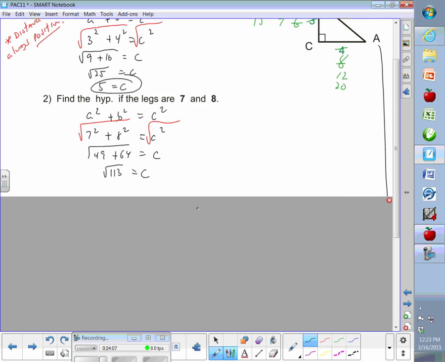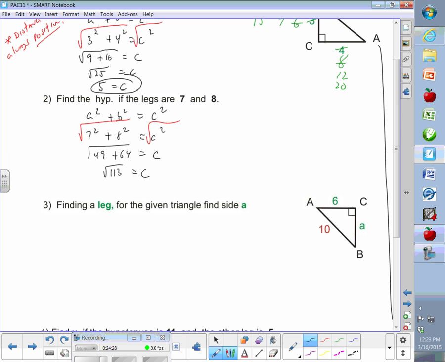Now that's an exact answer, but 113 is not a perfect square. So if you did it on your calculator it's going to tell you 10 point something. Did anybody punch in 113? What'd you get? 10 point what? 10.6? Okay. So that would be a round off. Well, we're just going to leave it exact at square root of 113.